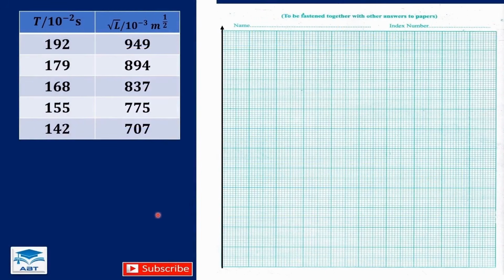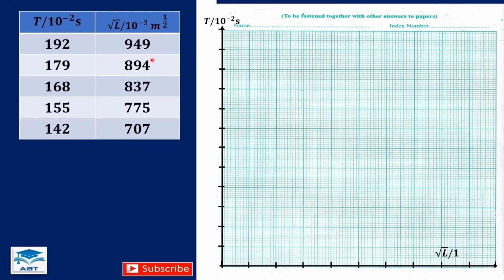So we draw the vertical and horizontal axis. And we are plotting T on the vertical axis. So we have T divided by 10 exponent negative 2, and the unit is seconds, meaning we have converted the period to standard form by shifting the decimal point twice to the right for the values to look like whole numbers.